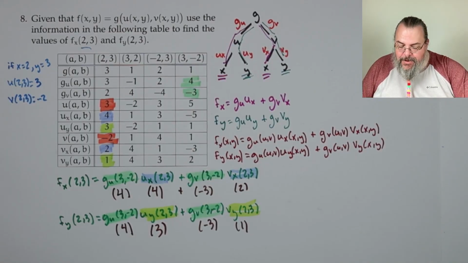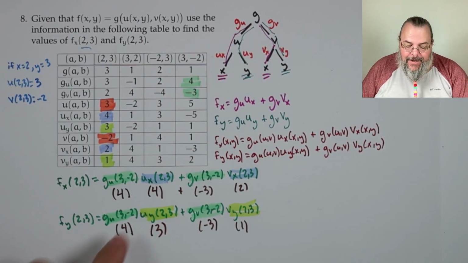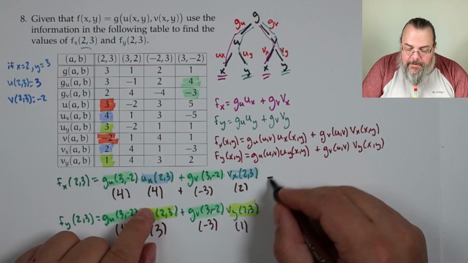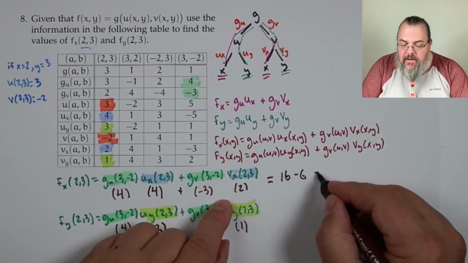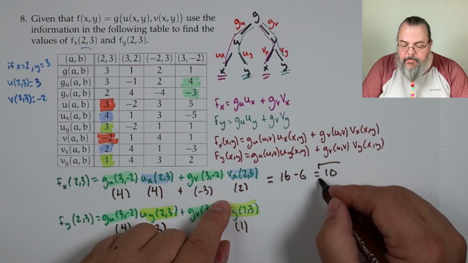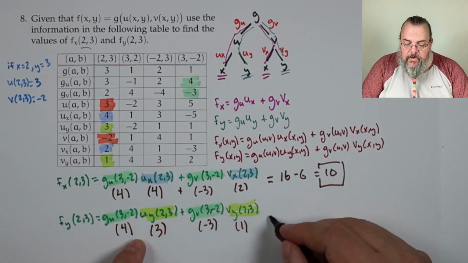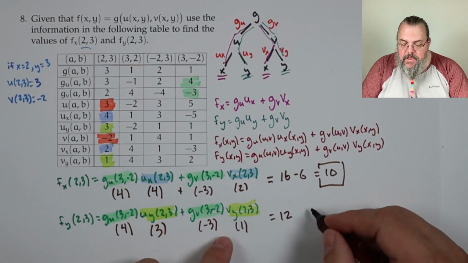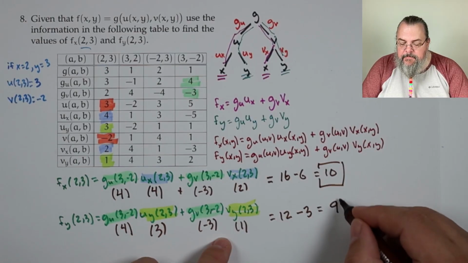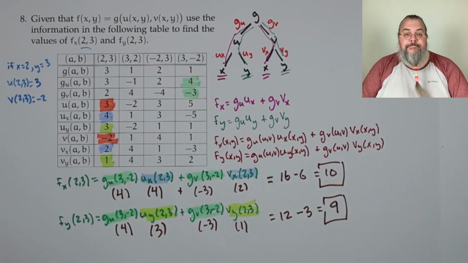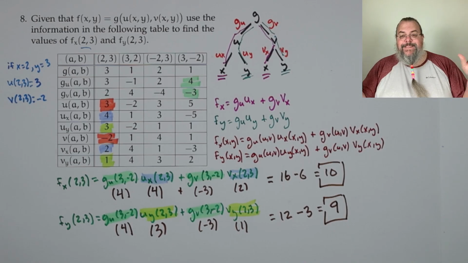Okay, so we're really there, right? Don't worry, we're done. 16 minus 6 equals 10. 12 minus 3 equals 9. All right.